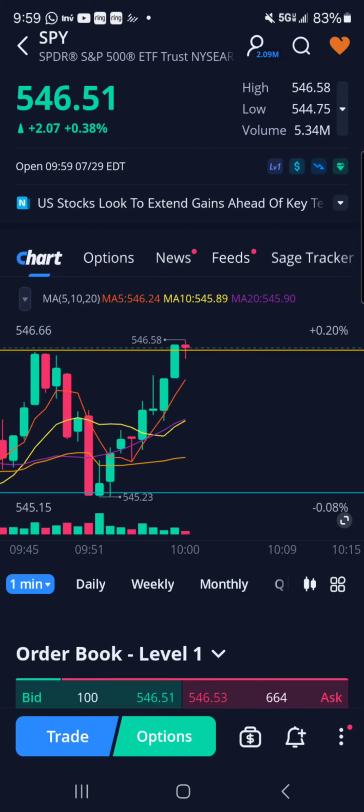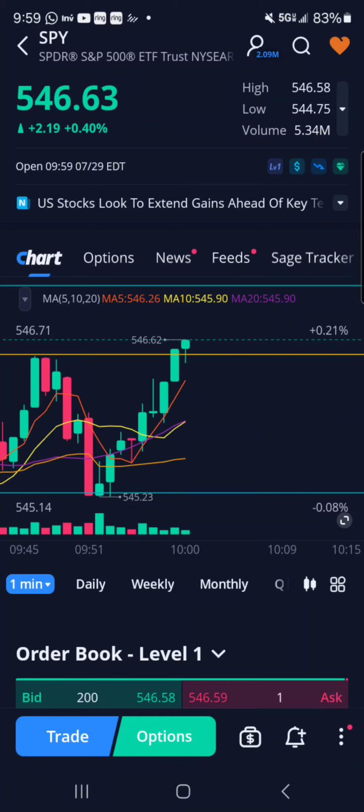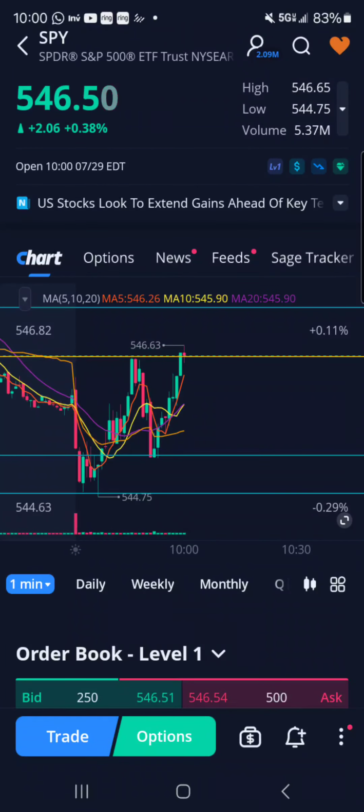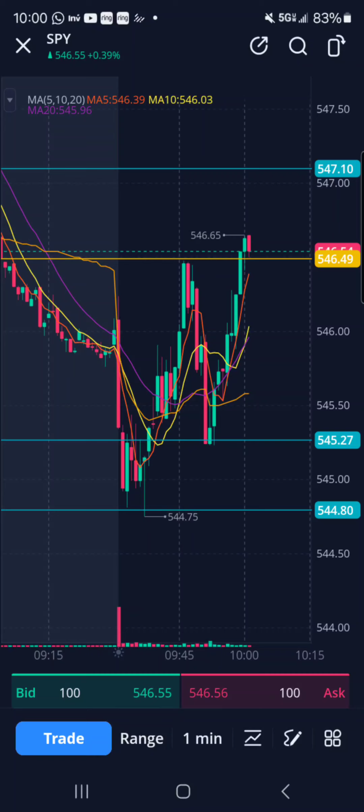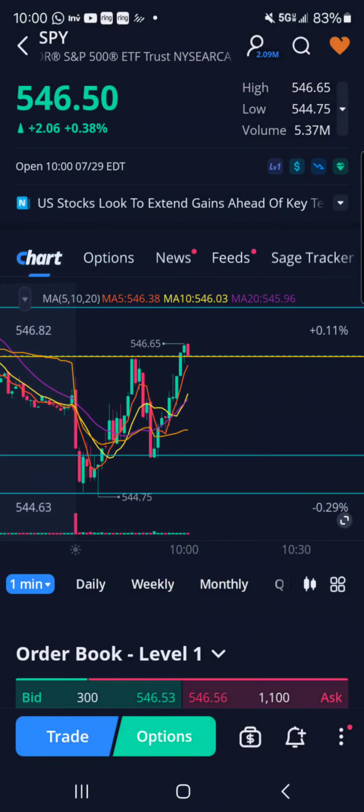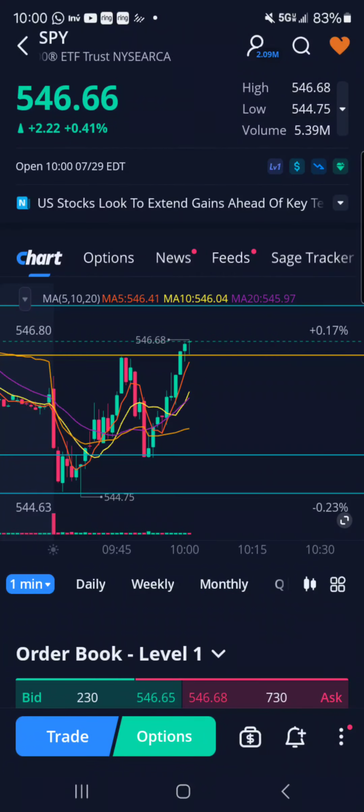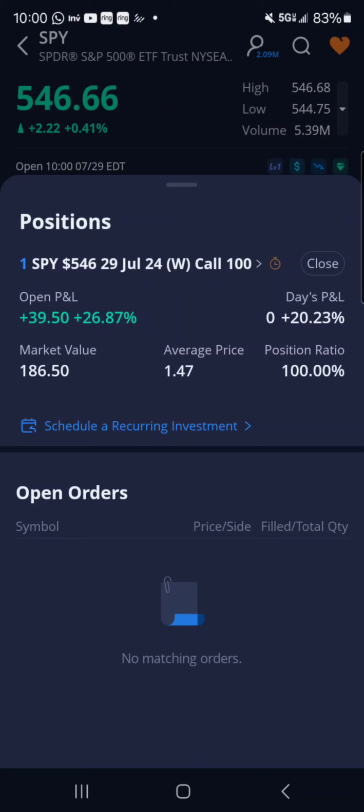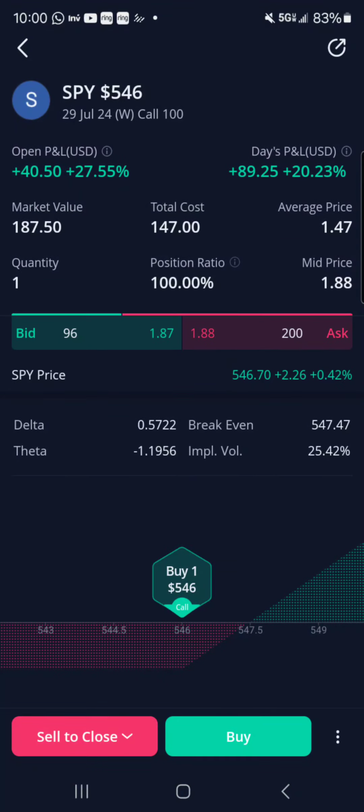And now I'm going to continue going higher. The next TP is all the way up here at 547. Let's see if we hit that TP level. This one is making 39, but I sold the others, so I'm going to sell the close again.